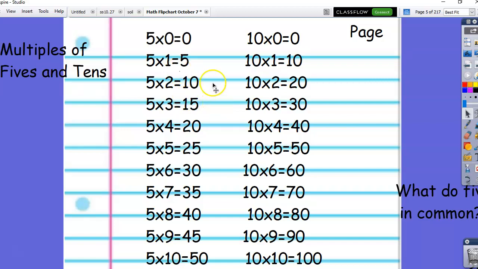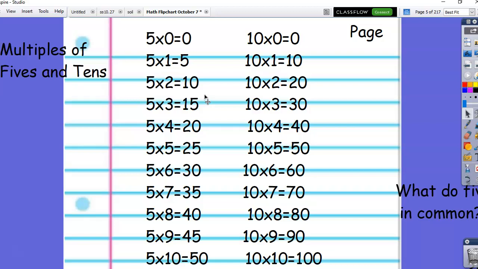And then the next thing they noticed is they go, Mr. Hazen, what I noticed is that it skips every other one, and it equals the same thing on the 10s. So 5 times 2 is 10. 4 times 5 is 20. 6 times 5 is 30, just the same as 10 times 3 is 30. And so then I asked the question of why is that? And then they decided that if you double 5, you're going to get 10.